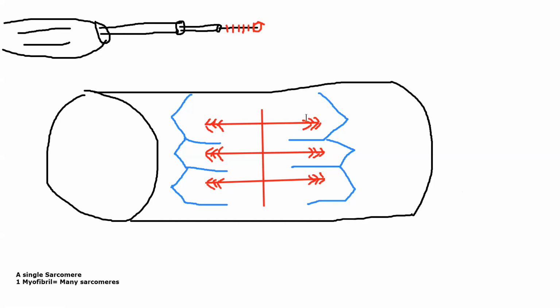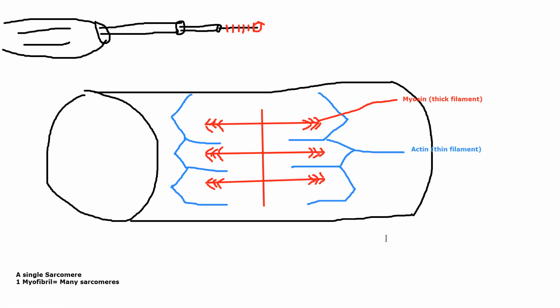Okay, so let's label these out here. So this is myosin. And that is what we call the thick filament. And then this is actin, which we call the thin filament.